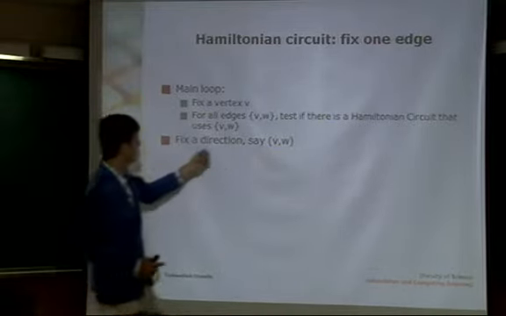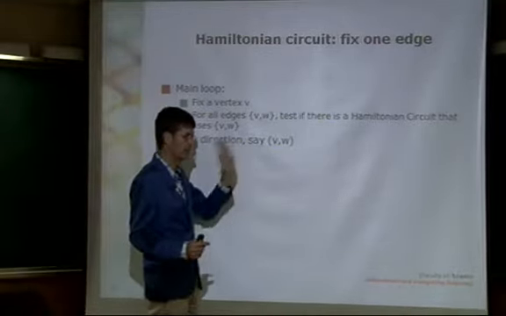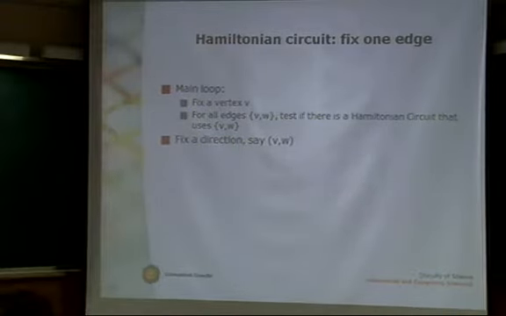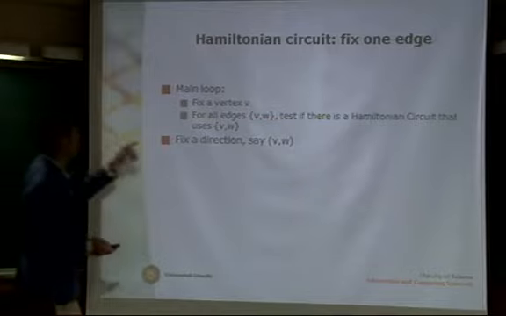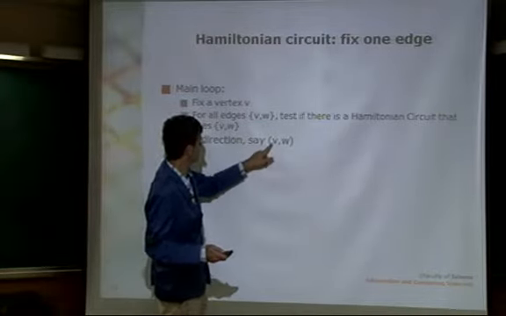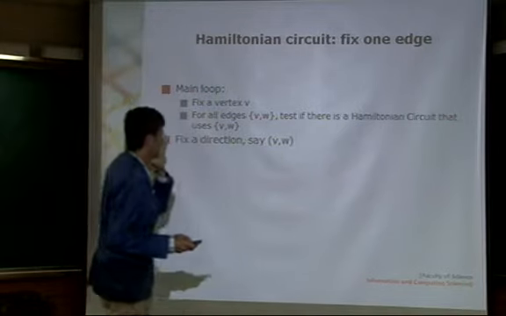Now for this edge I fix some direction. So I say, okay, V is before W. This is my first step. And now I'm going to test for a Hamiltonian circuit which has this edge VW in this direction.